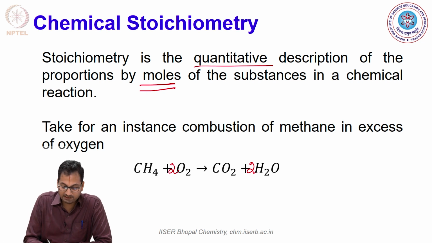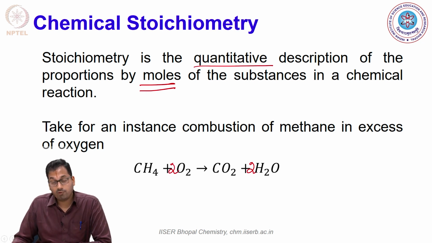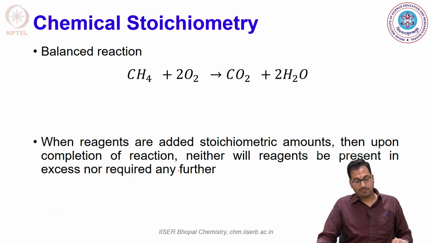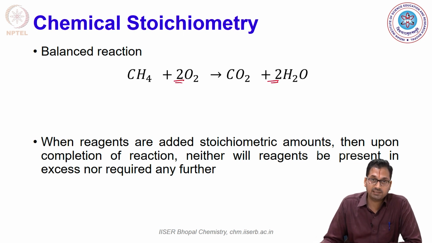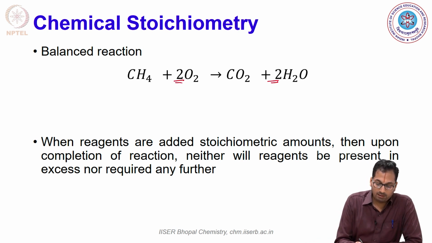So therefore it makes sense to have CH4 plus 2O2 giving CO2 plus 2H2O. This process is called balancing of a chemical reaction, which helps us understand stoichiometry. Once we have balanced this equation with the appropriate number on either side of the reaction, the next step would be understanding what is the stoichiometry that is involved.